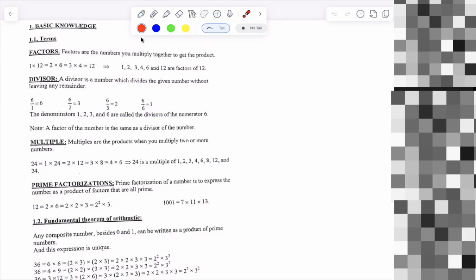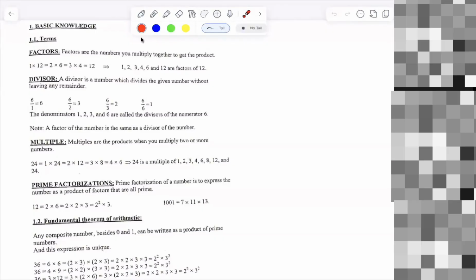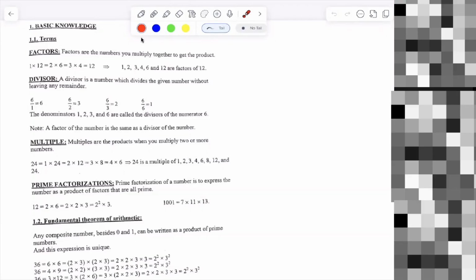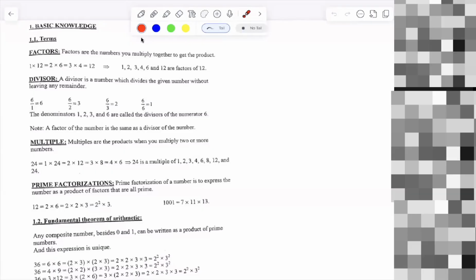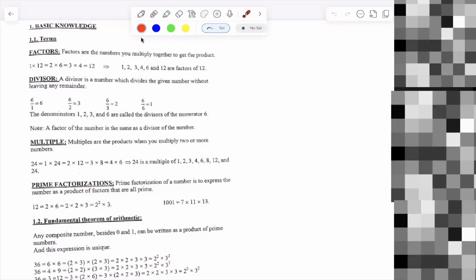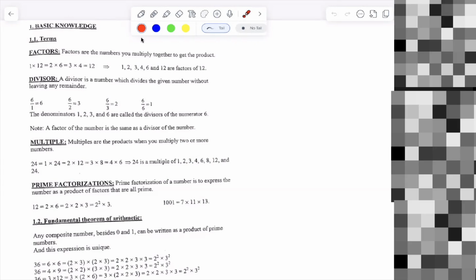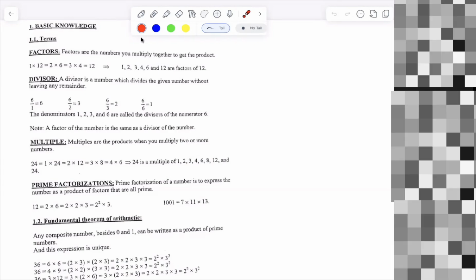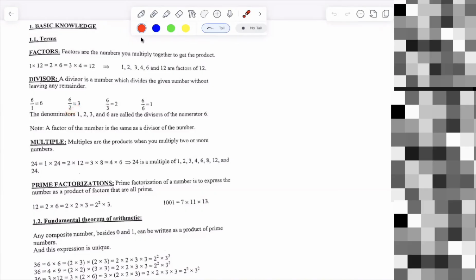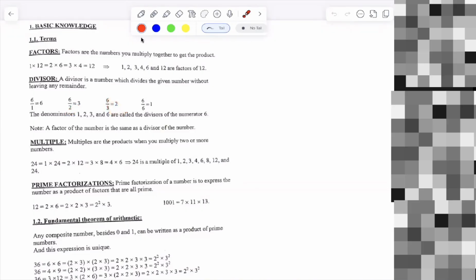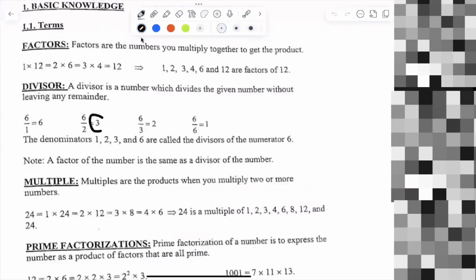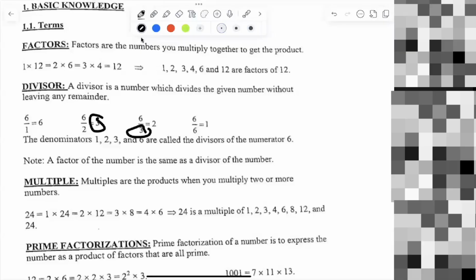So a divisor is a number which divides the given number without leaving a remainder. So for example, 6 divided by 1 is 6, 6 divided by 2 is equal to 3, 6 divided by 3 is equal to 2, and 6 divided by 6 is equal to 1. They're basically factors, the quotients or the divisors, since as you can see, the divisors are in the quotients also. For example, you can see there's a 3 over here, and there's a 3 also over here.